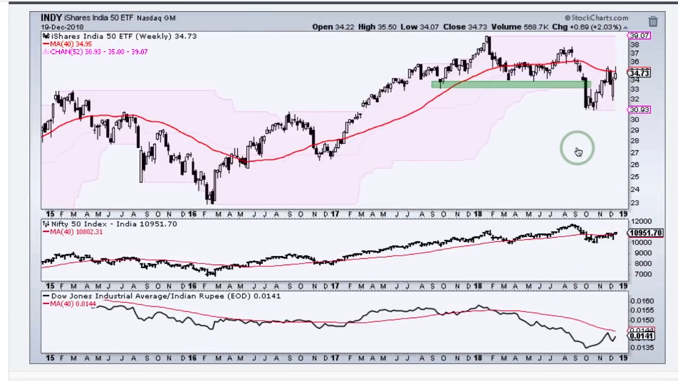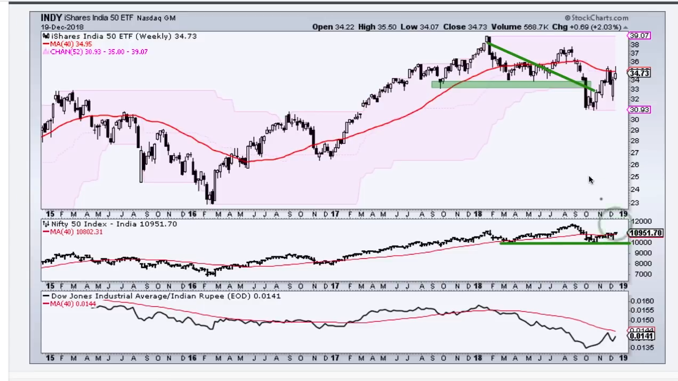Now we'll turn to some international ETFs that are holding up. In the top window, I've got the India Nifty 50 ETF, and you can see that it declined most of 2018 here. It was weak. But if we look at the actual index, the Nifty 50 index priced in rupees, we can see that it held up relatively well and consolidated, and it just edged above the 40-week moving average.